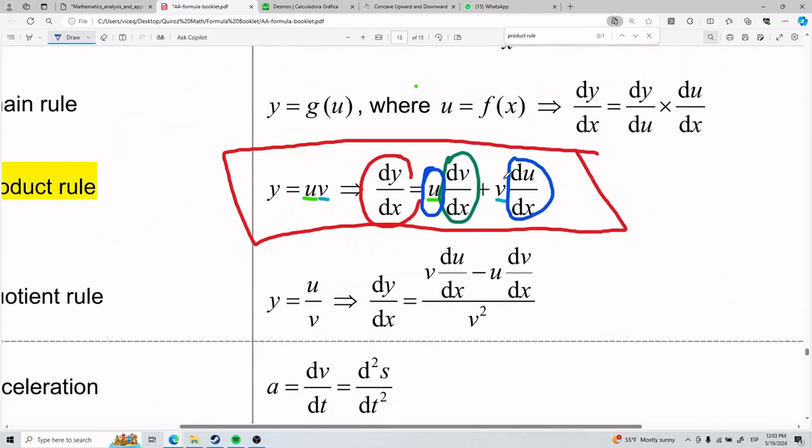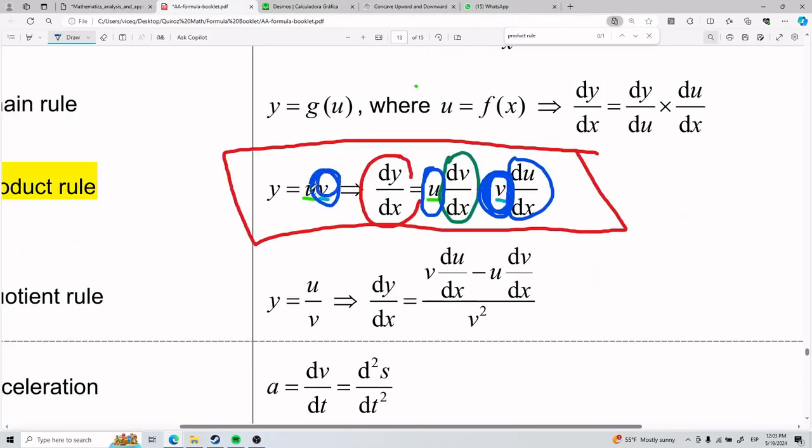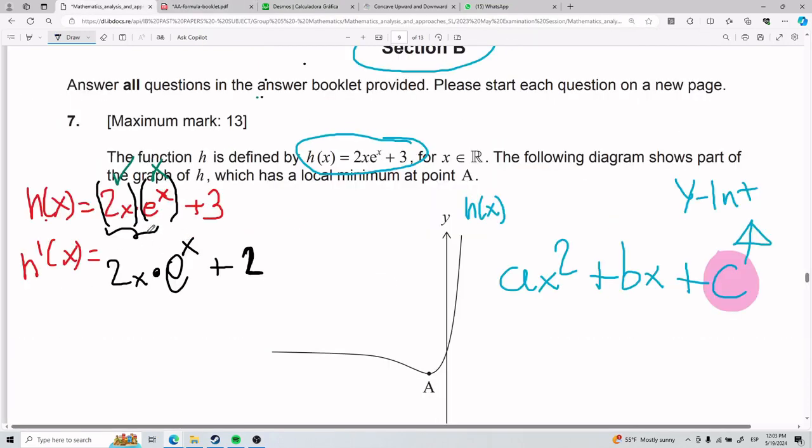If I go back over here, this is the one I'm not touching. See? So I'm not touching the second one that showed up, right? My v. I'm not touching e to the power of x. I just leave it as it is. And the plus 3, what happens to it is that it disappears, okay?